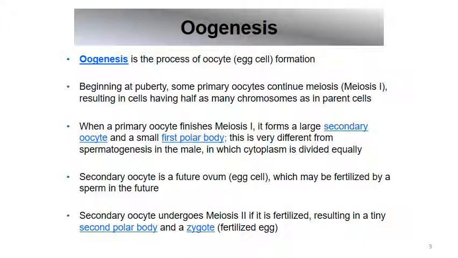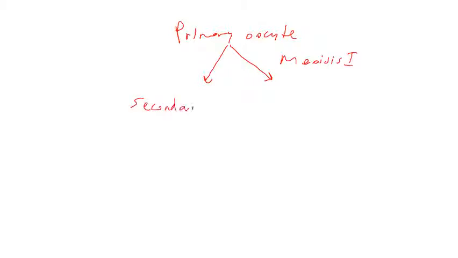Then, after fertilization, the secondary oocyte undergoes meiosis 2. Then you get a second polar body and a zygote, or a fertilized egg. And so just to summarize this, primary oocyte, each month during menstruation, it goes through meiosis 1. Then you get a secondary oocyte that will come out of the ovary and wait for fertilization, and a smaller cell called the first polar body.